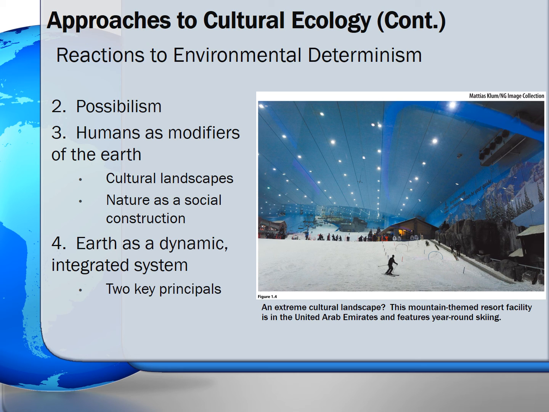And the fourth and last approach is that Earth is a dynamic integrated system. This approach suggests that people are intricately connected to the natural world. In other words, the Earth is made up of diverse components that interact in complex ways and is constantly changing due to human-induced events. Global warming is a good example of this theory.